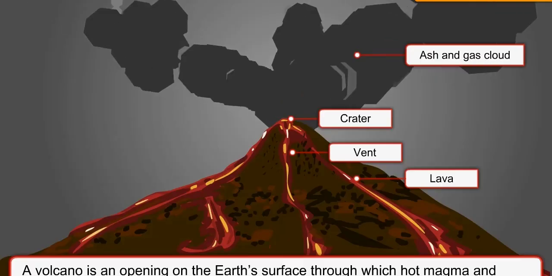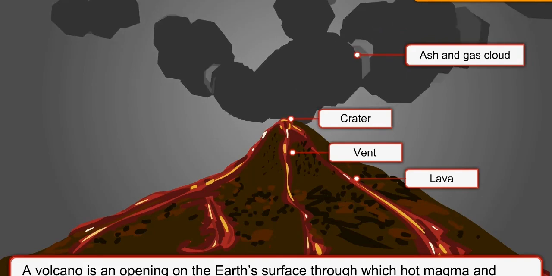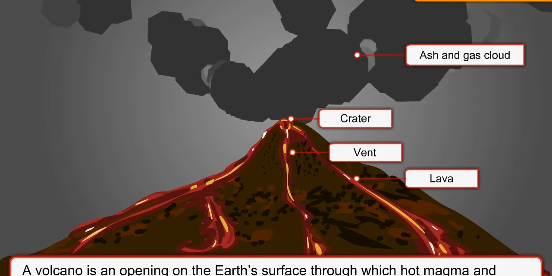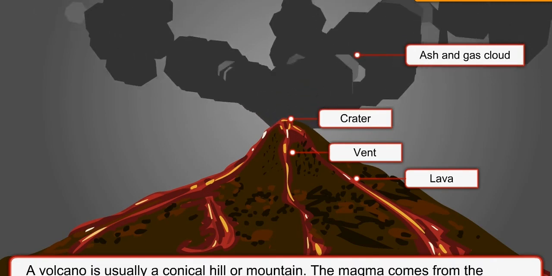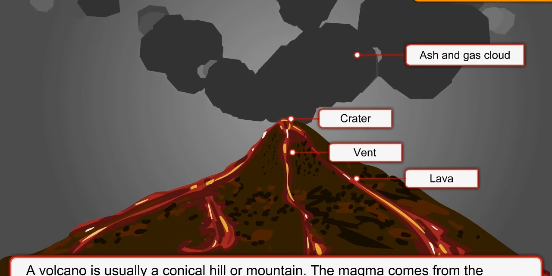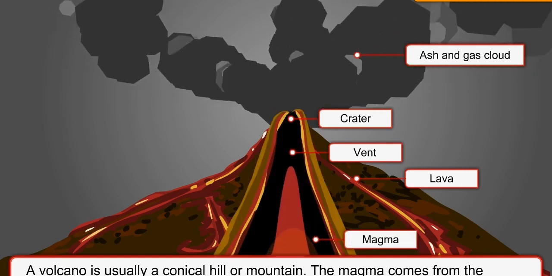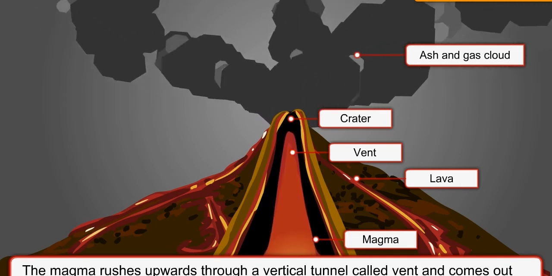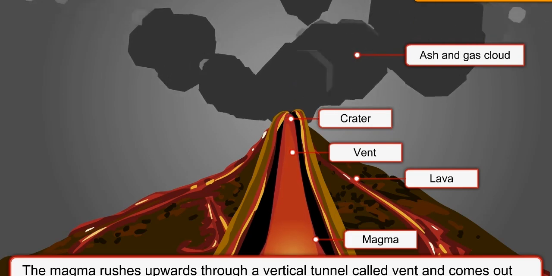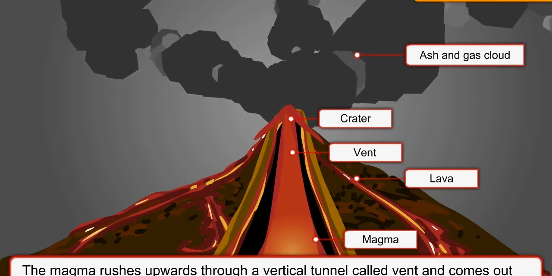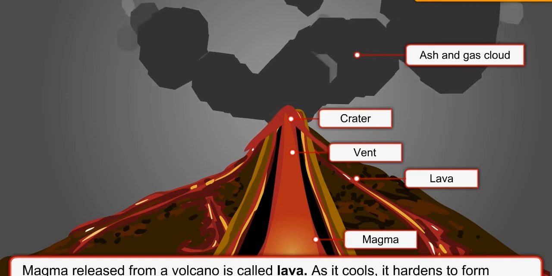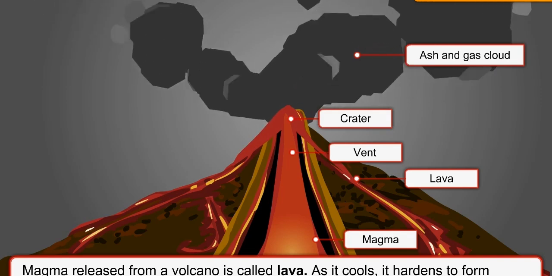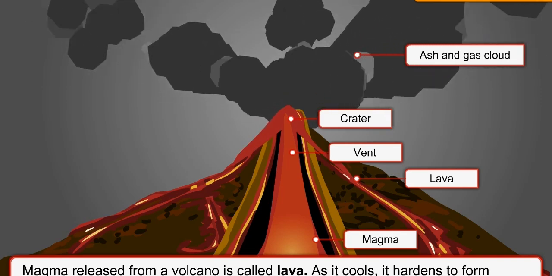Volcanoes. A volcano is an opening on the Earth's surface through which hot magma and gases come out. A volcano is usually a conical hill or mountain. The magma comes from the mantle. The magma rushes upwards through a vertical tunnel called vent and comes out through an opening at the top called crater. Magma released from a volcano is called lava. As it cools, it hardens to form rocks.